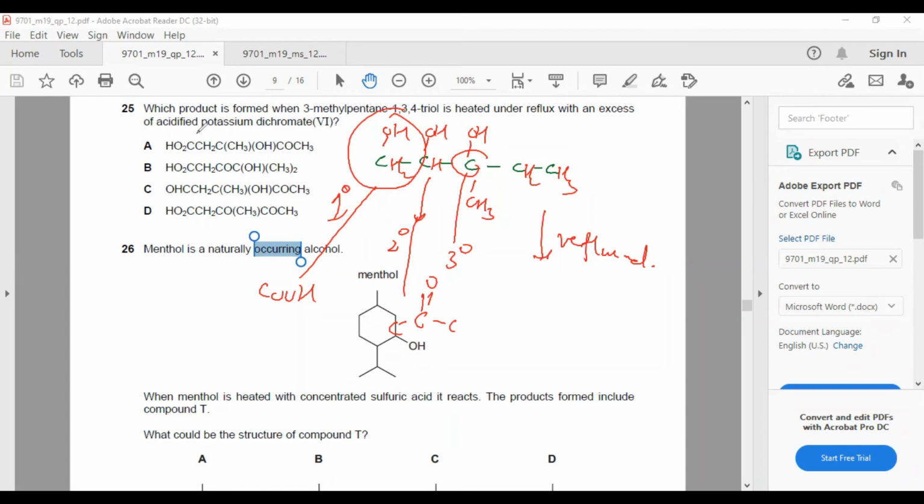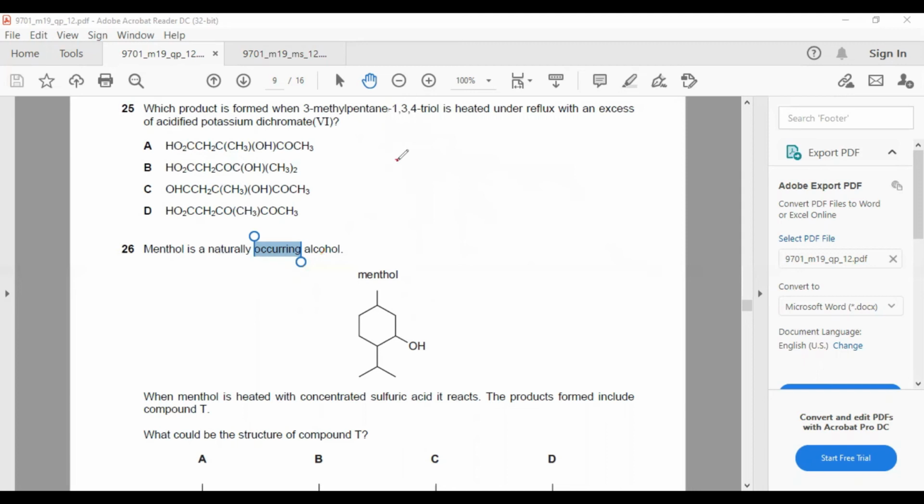Yes, it looks like it starts with a carboxylic acid. Not propane, sorry, that's my mistake. 3 methyl pentane 1,3,4. I could not see this 3. I read it as 2. Mistake, I have to make it again. 3 methyl pentane 1, 3, and 4. Not 2.